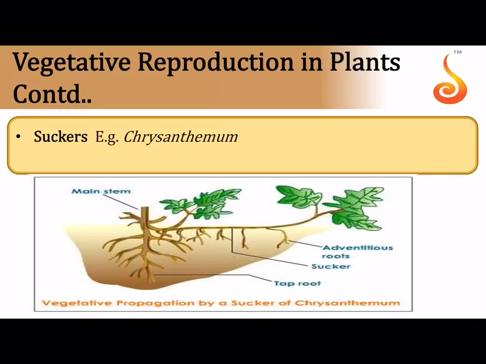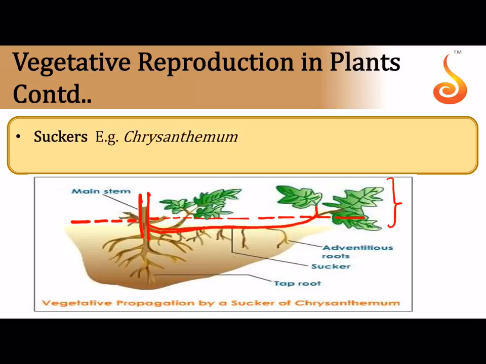Sucker of chrysanthemum. Now again, this is the main stem or the parent stem. Now see how this is an underground modification of the stem. From underground, a branch is arising. This branch grows horizontally, and then after a while it turns obliquely upwards, and then it emerges from above the ground and gives rise to a new plant.